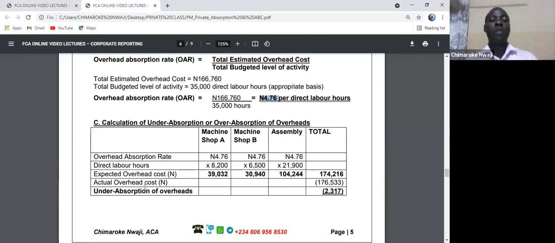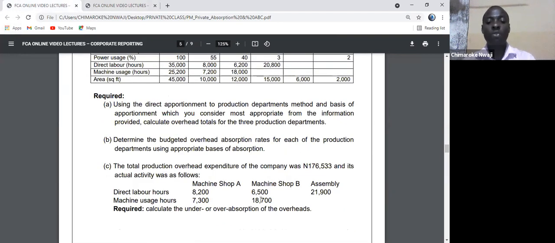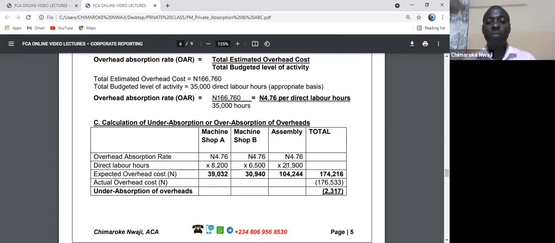Now from the B part, we have our overhead absorption rate of 4 naira 76 kobo. So you bring that for all the departments. That is the rate we use in judging all the departments. How many direct labor hours were incurred in Department A? We have here 8,200, 6,500 for B and 21,900. These are the things you put down here. So when you multiply, your expected cost is based on actual direct labor hours, not on budgeted labor hours.